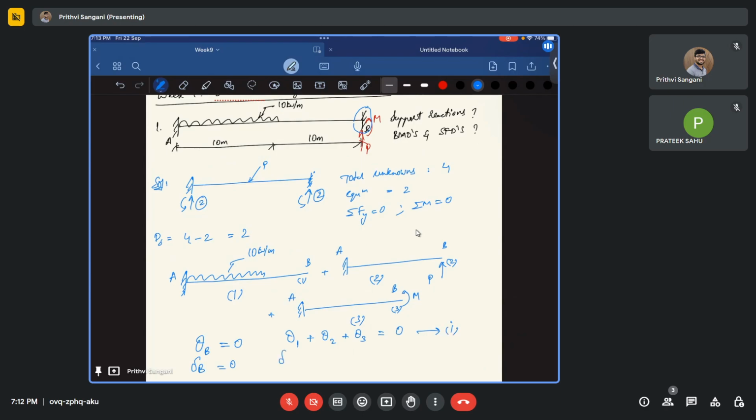Okay, now what about the second one? Delta 1 at B plus delta 2 at B plus delta 3 at B is equal to 0. This is my second equation.